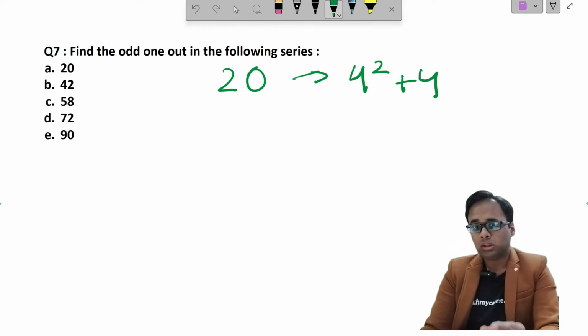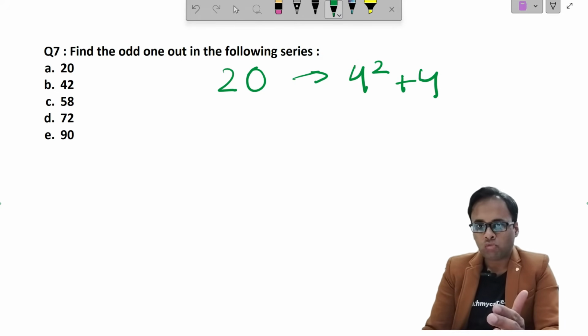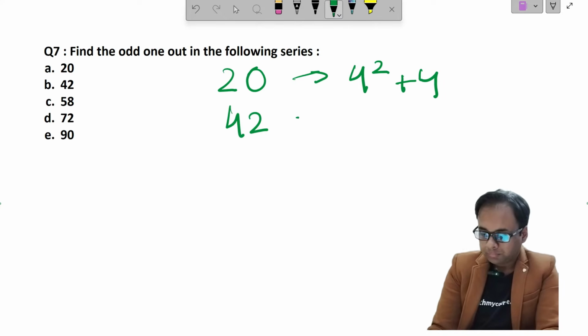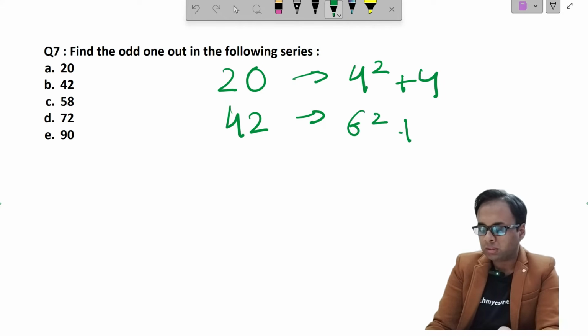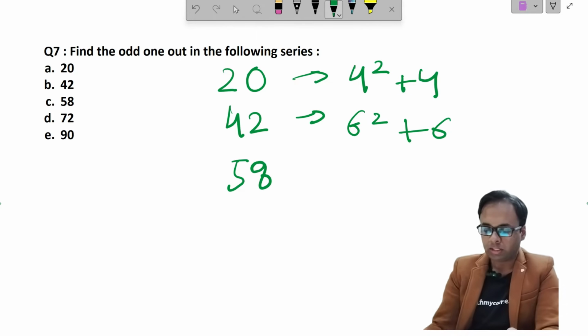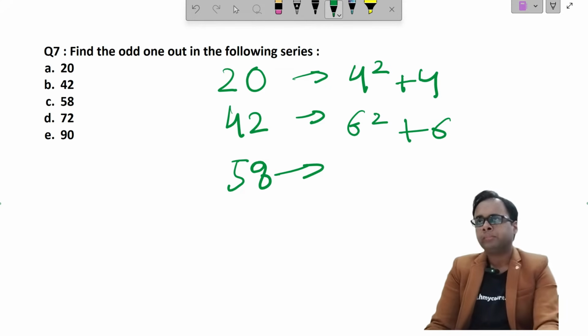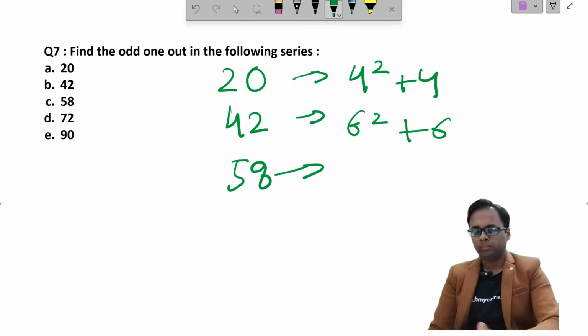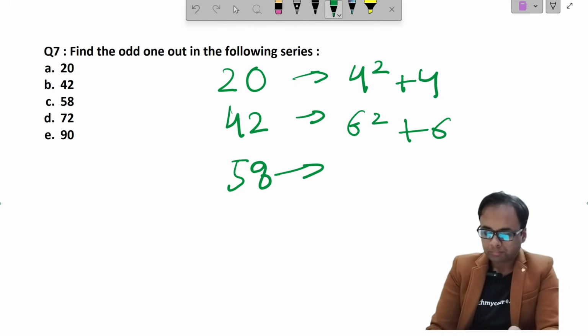Let us try to see the second option, which is 42. So how can we write 42? It can be written as 6 square plus 6. Next is 58, which can be written as, how can 58 be written as? I don't think it is 7 square plus 7 or 8 square plus 8. No. Let us leave it.